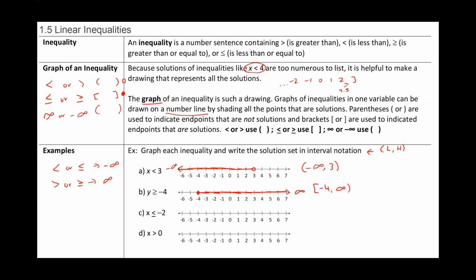Next one, we have x less than or equal to -2, so we have a closed circle on -2. Less than or equal to, they approach negative infinity, so they're going to get smaller and smaller, and our solution set is negative infinity, comma, -2. Notice the -2 has a bracket because we have a less than or equal to with a closed circle. Lastly, we have x greater than 0, so we have an open circle. Greater than means we're going to the right, approaching infinity, so this is going to be 0, comma, infinity.